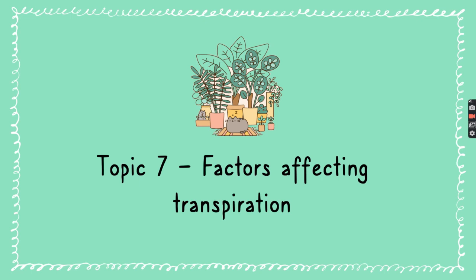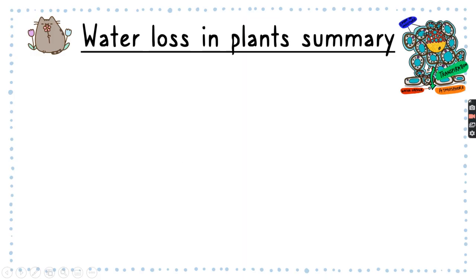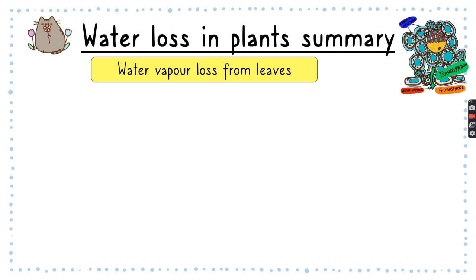Welcome back to biology class, and today we're going to continue topic 7, but we're going to do factors affecting transpiration. Before we get into that, let's do a recap of our previous lesson. So we looked at water loss in plants, and this is a summary.